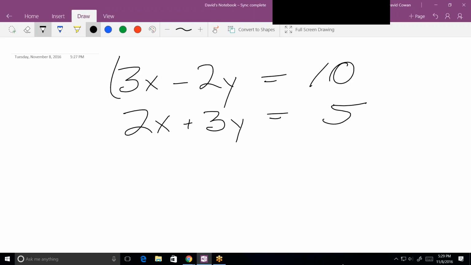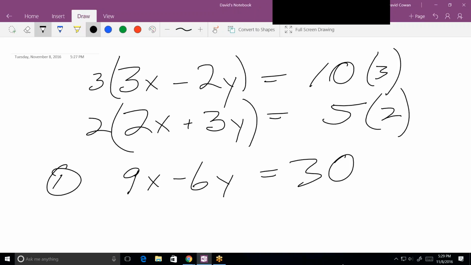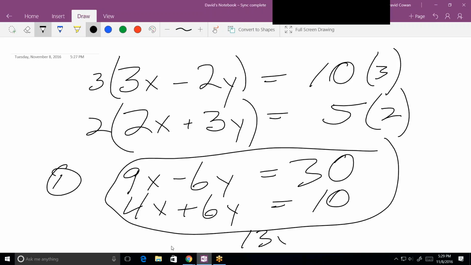So how about we do this? We multiply the top by 3, both sides, and we multiply the bottom by 2, both sides. Notice now what our new equations are. We got 9x minus 6y equals 30. And at the bottom, we got 4x plus 6y equals 10. Now we have two equations that we can work with. In other words, now I can add the two equations and I get 13x equals 40. So I can solve for x.